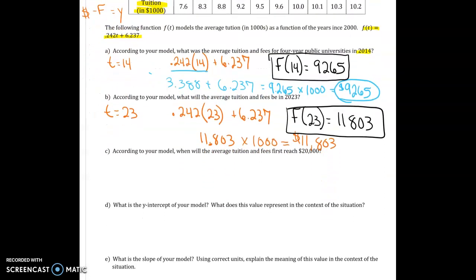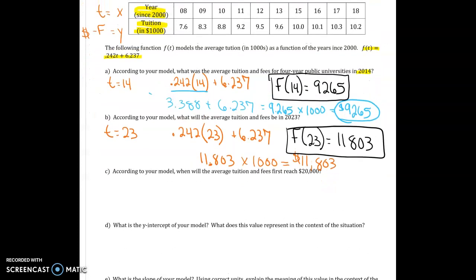All right, now we're going to switch it up. According to your model, when will the average tuition and fees first reach 20,000? So here I'm actually looking for the time. So I'm going to put 20,000 on the other side of the equal sign and leave my function with the t in it.